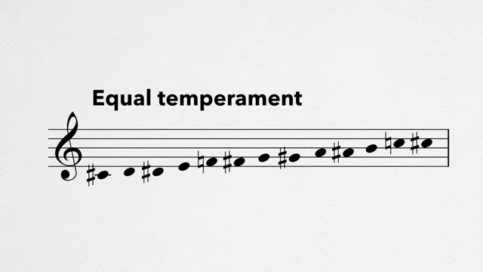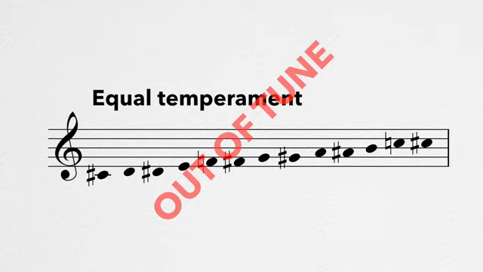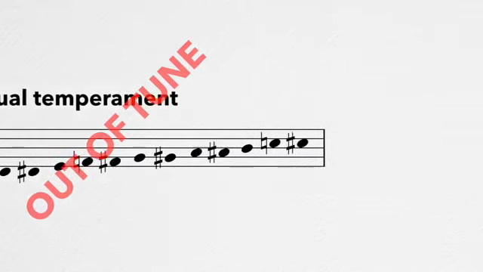Equal temperament, though, is a choice. It's how we've decided to tune our instruments, but it is technically out of tune. It's not the natural way that instruments should be tuned. The temperament that is most in tune is called just intonation, or pure intonation. This is a tuning system that's based on the natural harmonic series of musical notes.